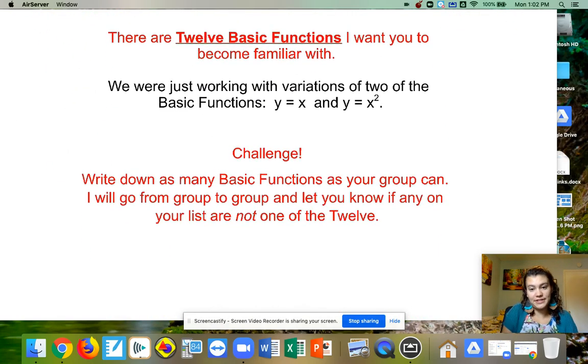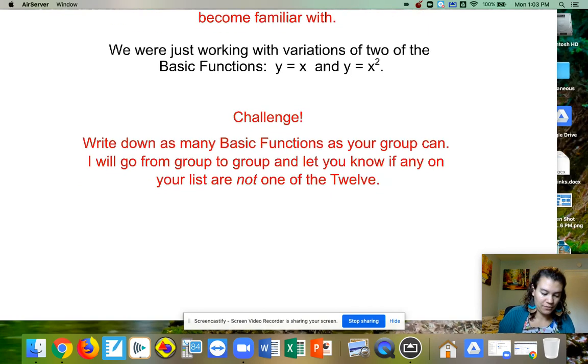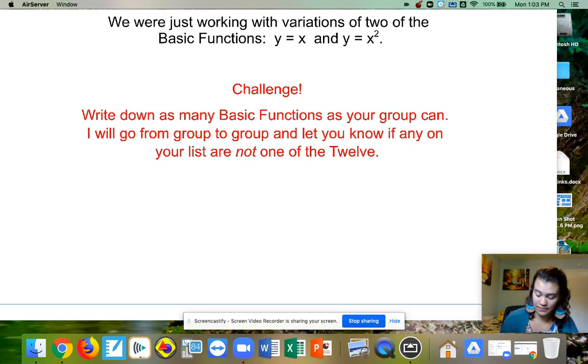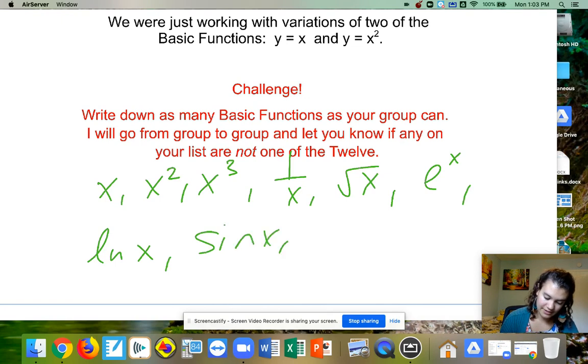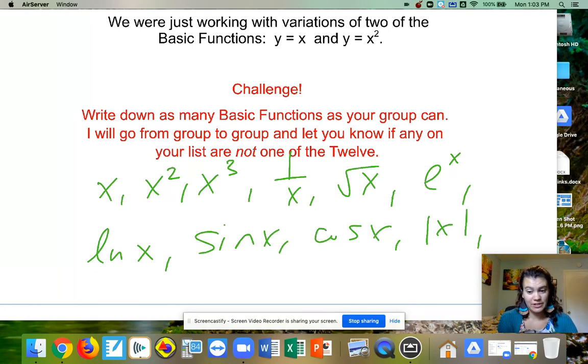All right, so the 12 basic functions. Pause a second and think of as many as you can and write them down. So I'm going to list the 12 you're familiar with. You should have x, x squared, x cubed, 1 over x, square root of x, e to the x, ln of x, sine of x, cosine of x, absolute value of x, and then lastly we'll have on the next slide. So these are all the basic ones.